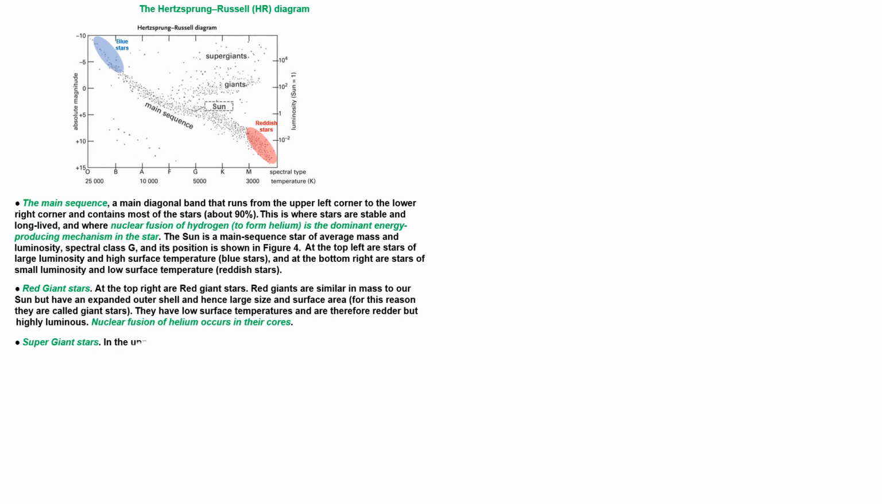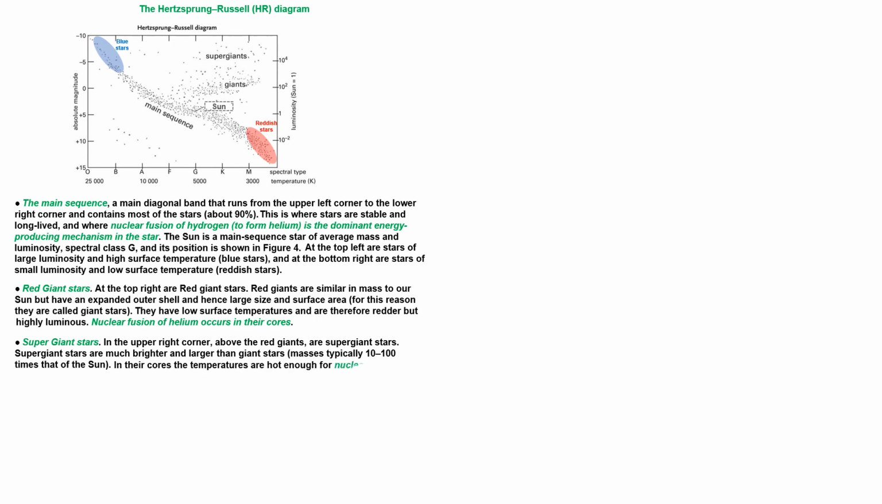Supergiant stars. In the upper right corner, above the red giants, are supergiant stars. Supergiant stars are much brighter and larger than giant stars. Masses typically 10 to 100 times that of the Sun. In their cores, the temperatures are hot enough for nuclear fusion reactions to produce carbon and heavier elements.